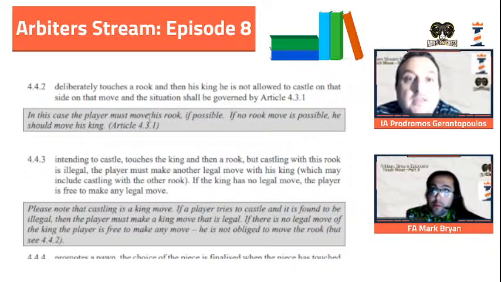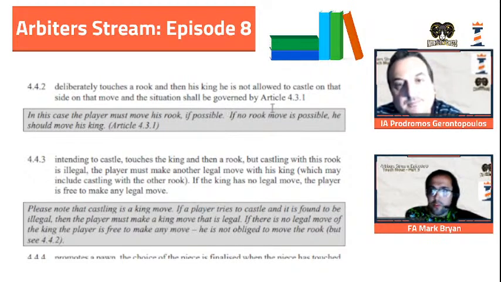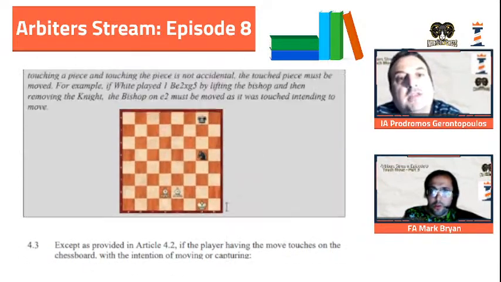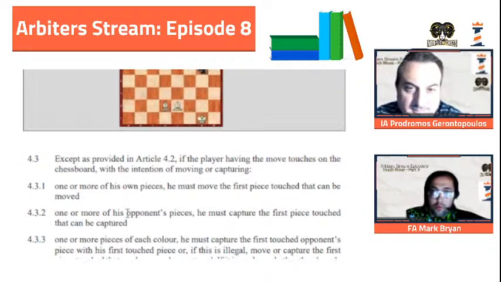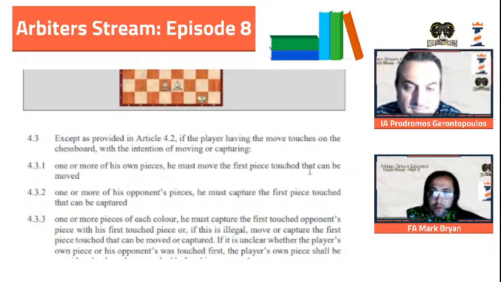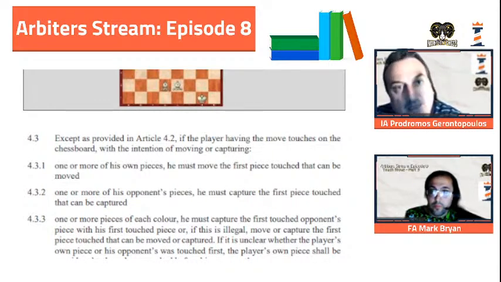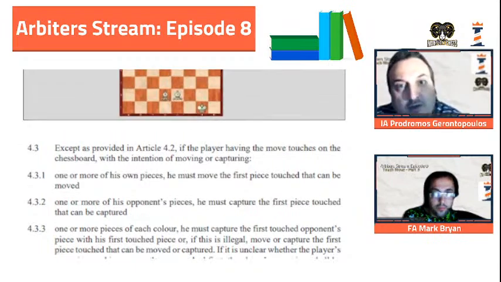So in this case, the player must move their rook if possible. But since they already made the move, we would force them to have played the rook move, since it says here Article 4.3.1. And here it says the explanation: if one or more of the opponent's pieces are touched, the first piece that can be moved must be moved. This is why in this example they gave both castling, king side and queen side, in order to explain the rule.